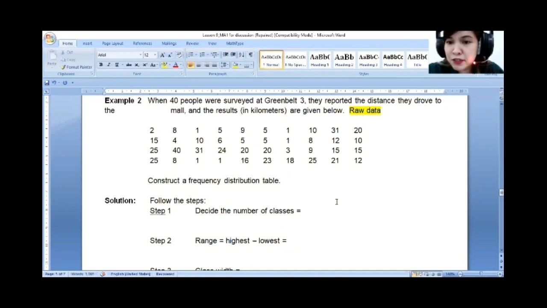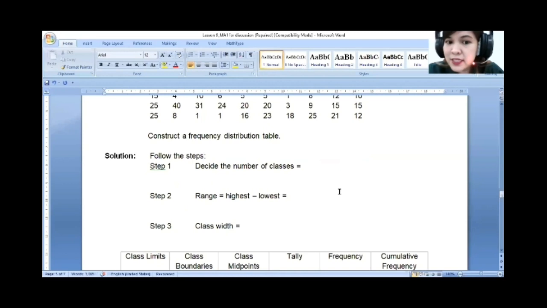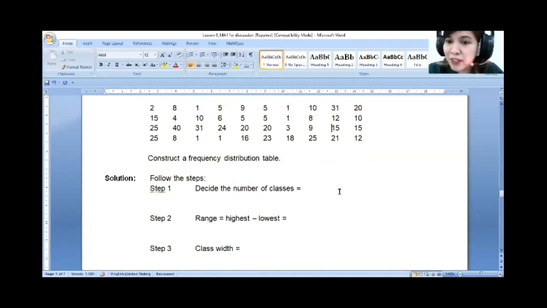Then, afterwards, anong sabi ng instruction? Construct a frequency distribution table. Grouped frequency distribution table. So, here are the steps. Step 1. Decide the number of classes. So, in my given handouts, ang binigay ko ay 8. So, 8 na lang ulit. Para meron kayong basis, kasi meron na akong solution ito. Pero gagawin natin siya actual ngayon, nang wala pa yung solution, isa-isa.